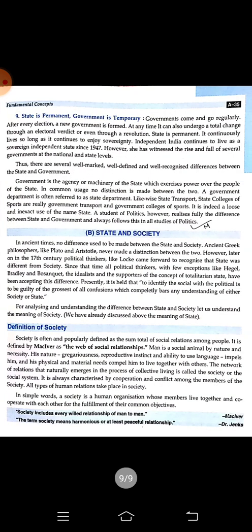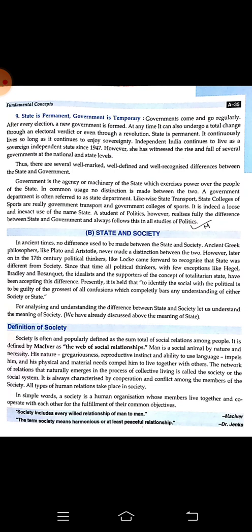The state is permanent, government is temporary. As we cast our vote, we select some political party as our government. After five years, maybe some other political party will form the government. So governments come and go, whereas India, the state, is static, right? The state is not changing; the state is permanent.